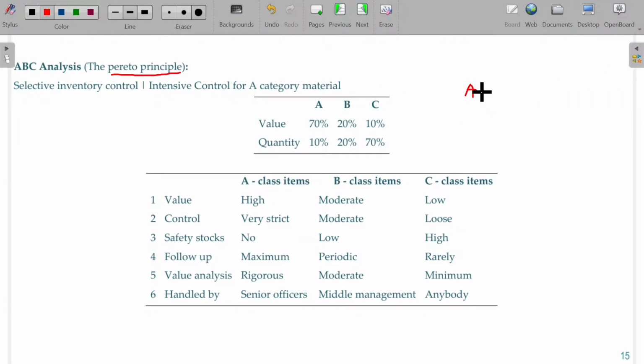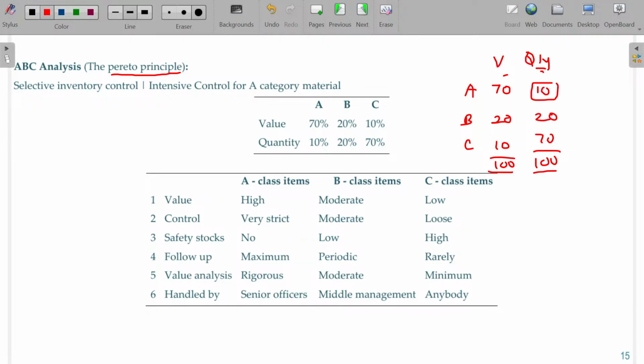So in ABC, value is 70 percent, 20 percent, 10 percent, but quantity is only 10 percent, 20 percent, 70 percent. Okay, 10% are holding 70% of the wealth in India. 70% are holding only 10% of the wealth of the entire world. But merely in the absolute sense, value being 97, this is 3%, naturally. Go and cross verify. This is a famous principle applicable everywhere.